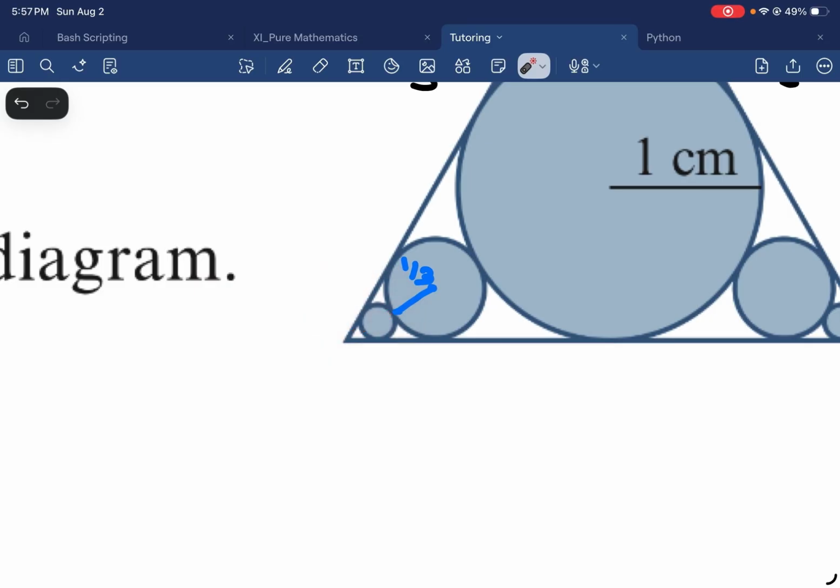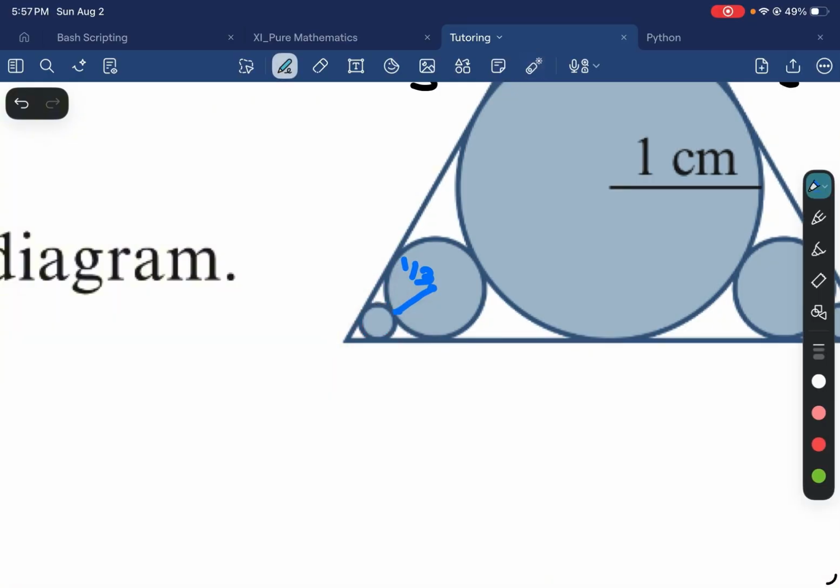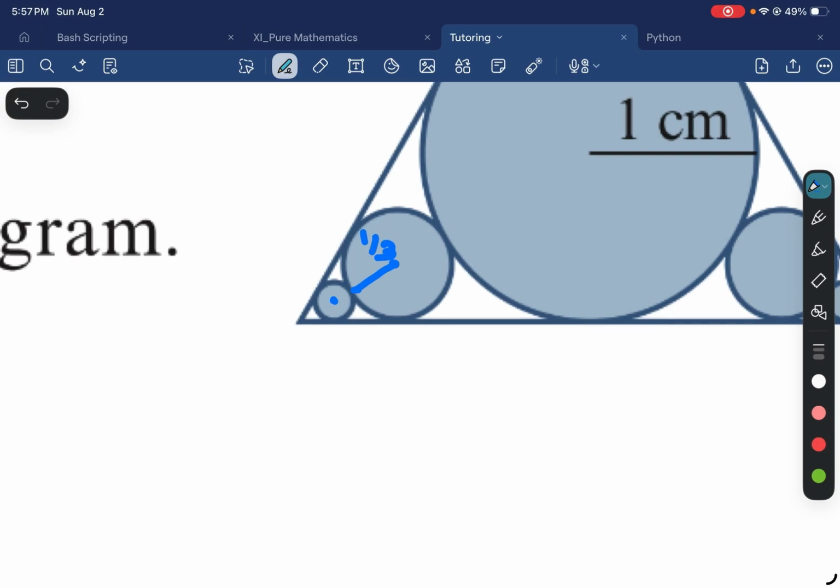So now let's try to calculate this radius, and we are going to use the same method. We know that, hey, we just discussed that this distance is also 1 over 3. So I'm going to erase this part. This distance is 1 over 3. I'm going to drop a perpendicular here. The angle here is still 30 degrees, right?